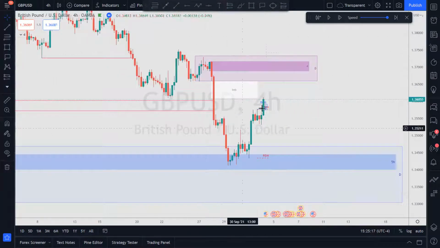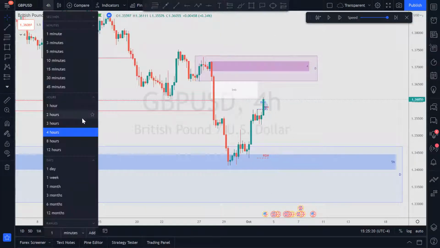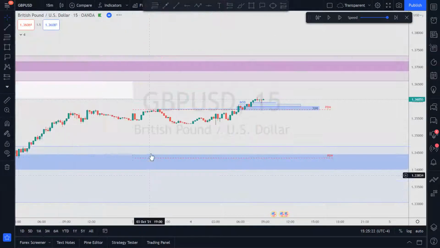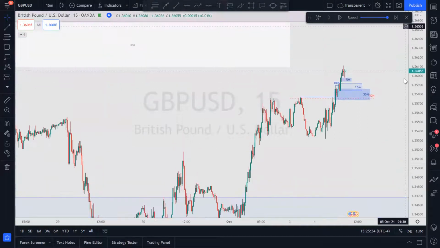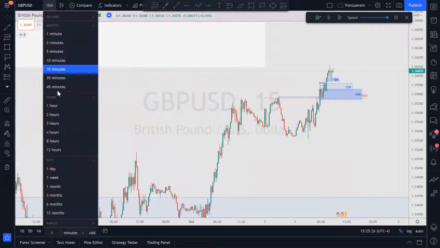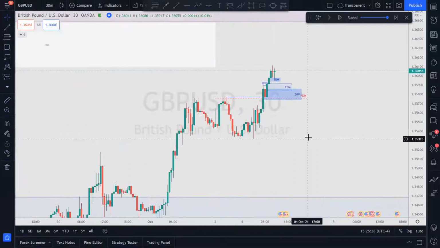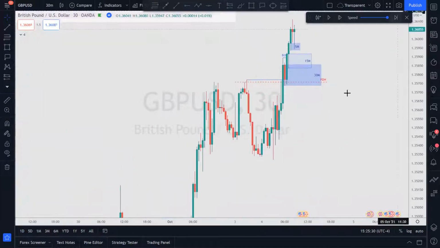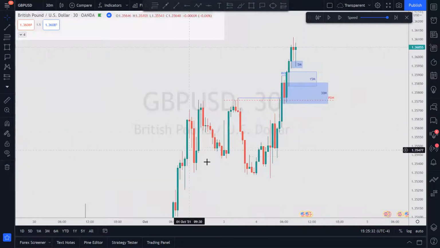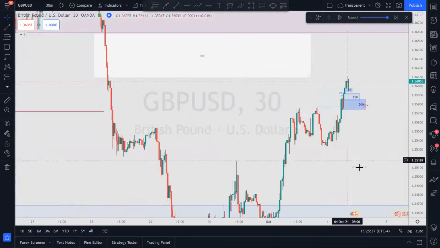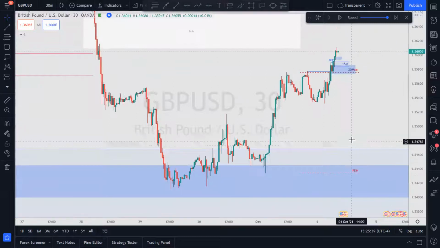Now, we have that set up. Let's go down to the lower time frame. Let's go down to 15. What do we see? Anything we need to make note of? Matter of fact, let's go to the 30-minute. We need to make note of order blocks here, because these might be order blocks that might get a visit.